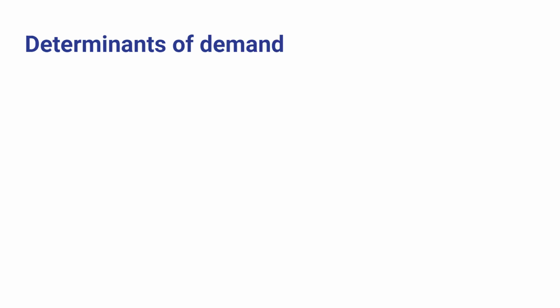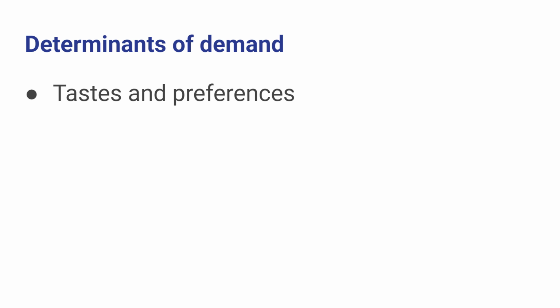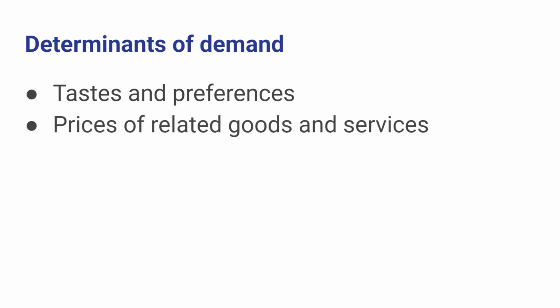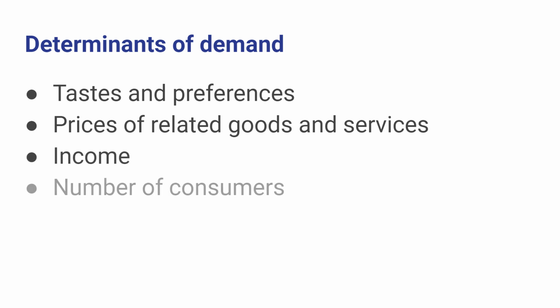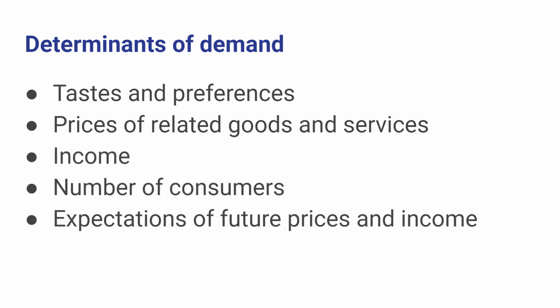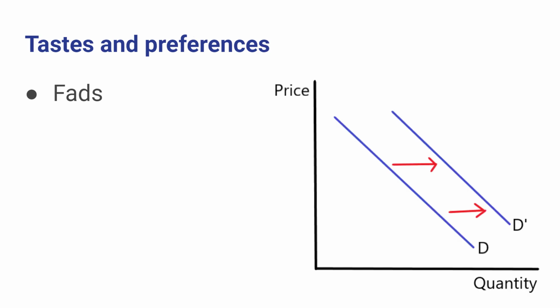The factors that shift demand we call determinants of demand. These are the primary determinants of demand: changes in tastes and preferences, changes in prices of related goods and services, income, the number of consumers, and expectations of future prices and income. If there's a fad, people now are more likely to buy a good than they were before. And as a result, fads increase the demand for the goods that suddenly become more popular.